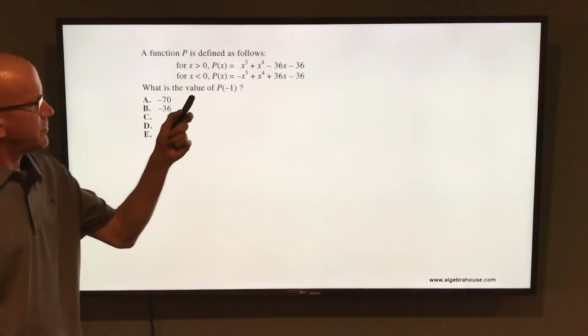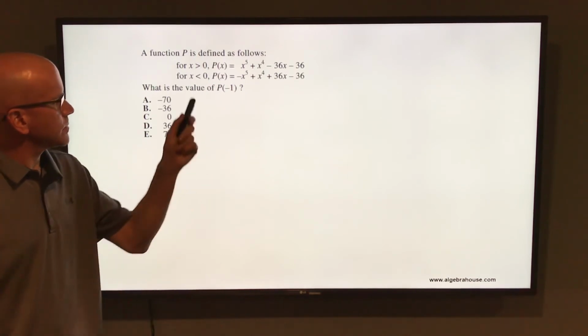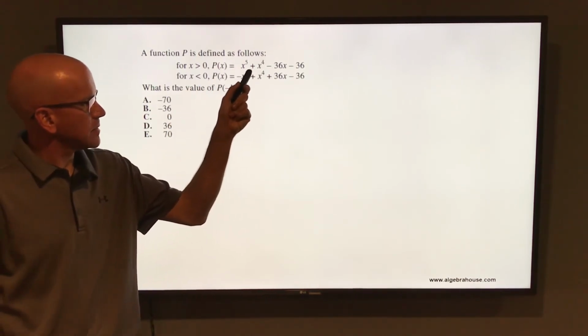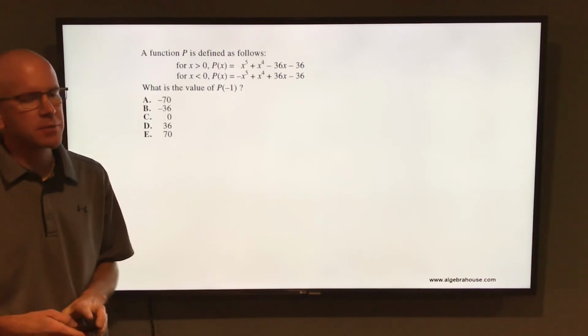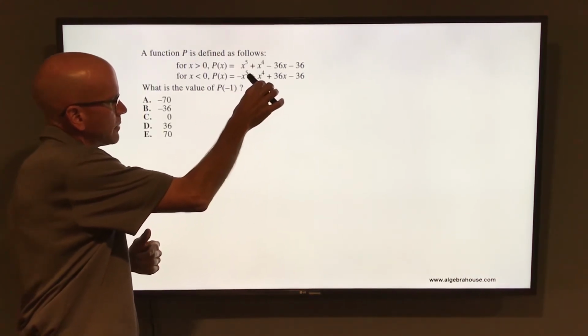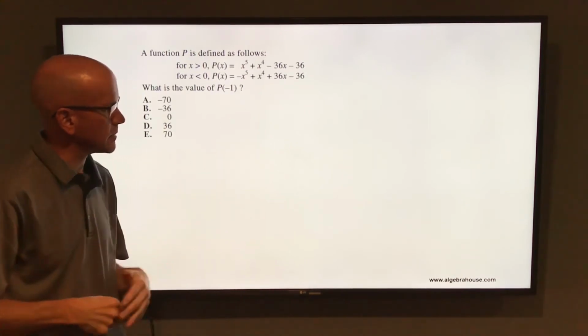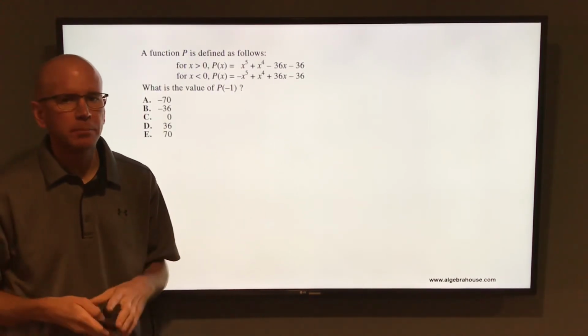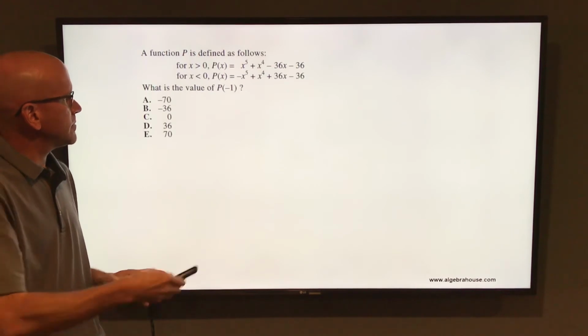A function p is defined as follows. For when x is greater than 0, p of x equals x to the 5th plus x to the 4th minus 36x minus 36. And when x is less than 0, p of x equals negative x to the 5th plus x to the 4th plus 36x minus 36. This is also called a piecewise function. What is the value of p of -1?